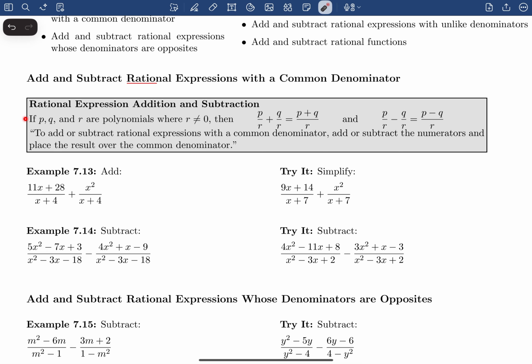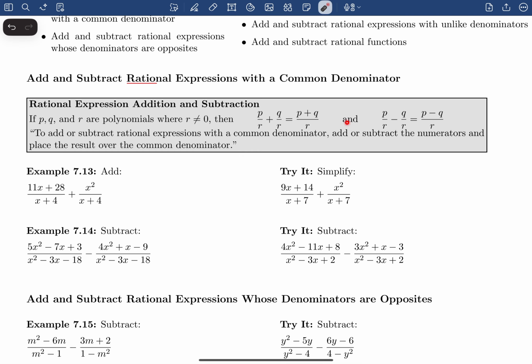If P, Q, and R are polynomials where R cannot equal 0, because R is in a denominator, it can't equal 0, then P over R plus Q over R equals P plus Q over R. Meaning, if you add two rational expressions with the same denominator, you just rewrite that denominator, and then you add P and Q together in the numerator. And you've now turned two rational expressions into one.